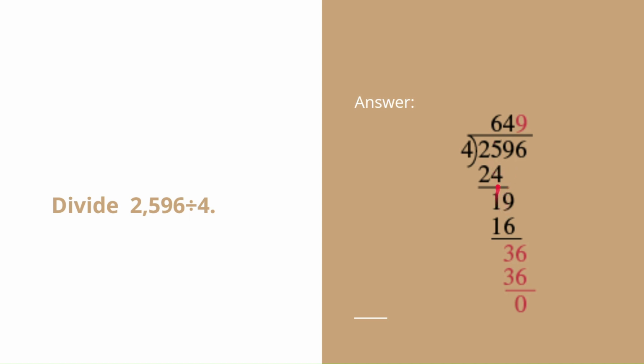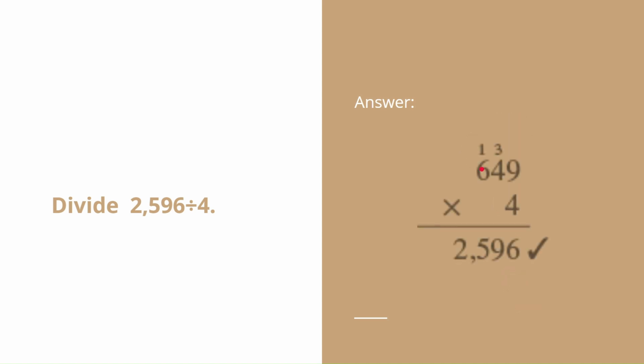So the number left will be 19. 4 times 4 equals 16, and 19 minus 16 is 3. So the number left will be 36. And then 9 times 4 equals 36. So we know that the answer of 2596 divided by 4 will be 649. And to check it, you can do 649 times 4, which is 2596.